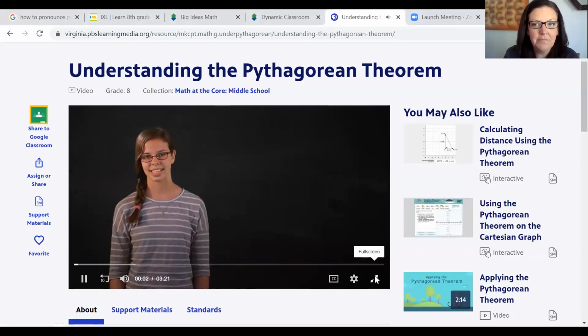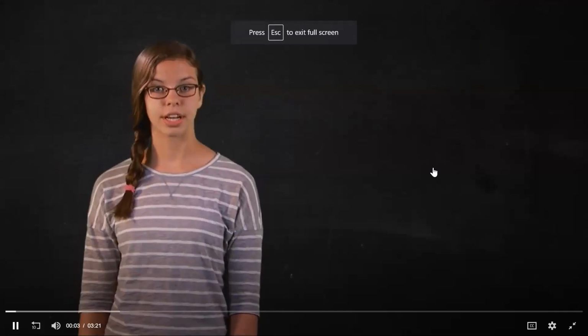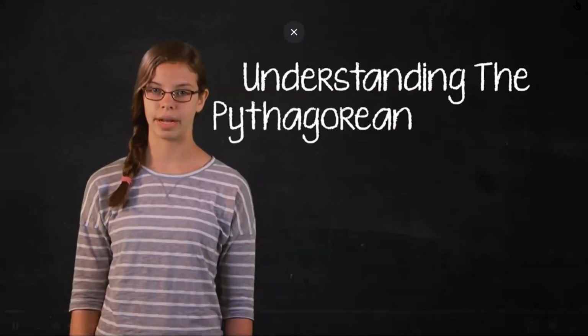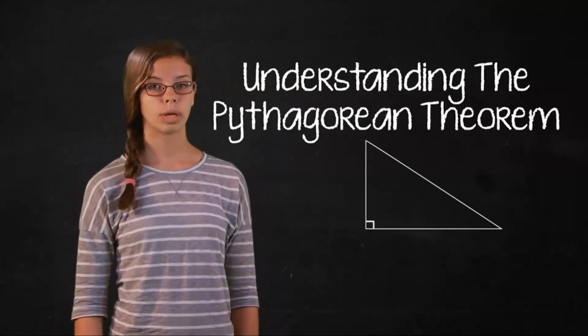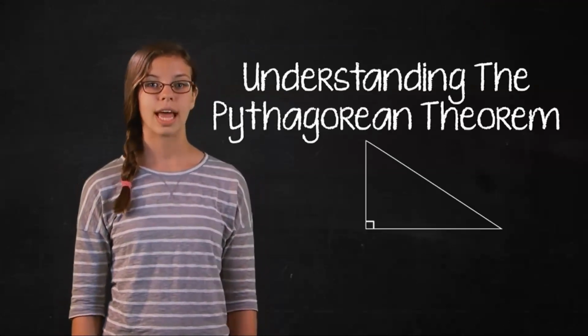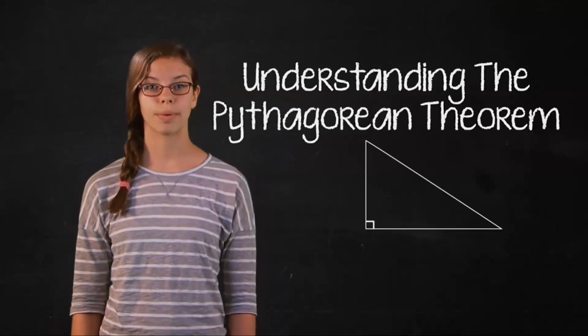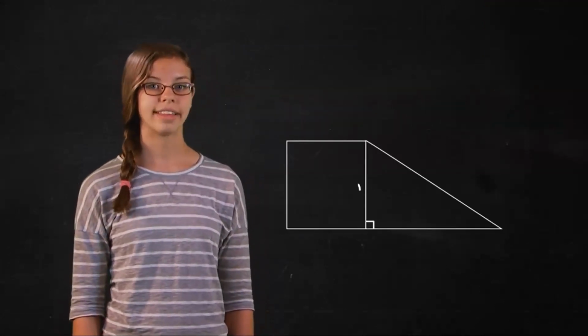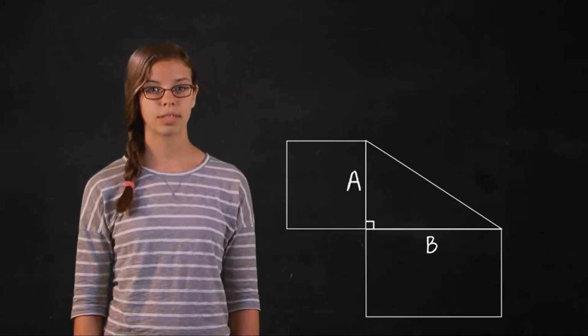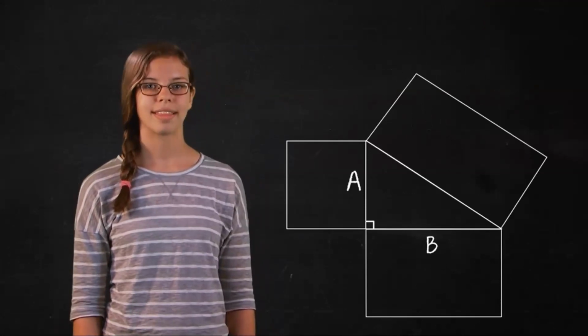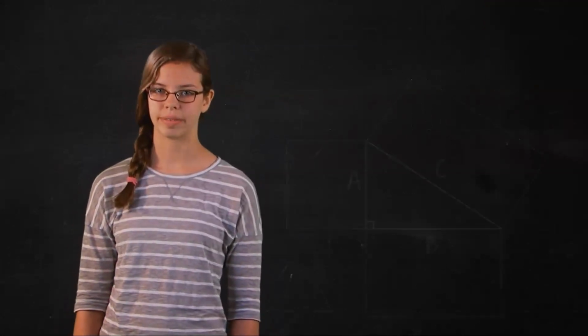In today's lesson, I'd like to show you how to understand and apply the Pythagorean theorem to determine unknown side lengths in right triangles. Greek philosopher Pythagoras demonstrated that the area of a square with side length A and the area of a square with side length B would always equal the area of a square with side length C. This is true of all right triangles.